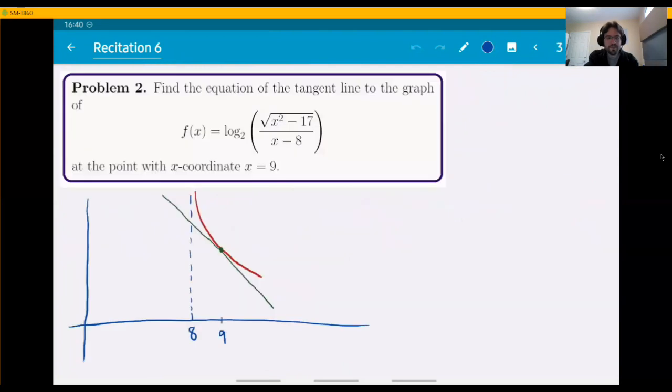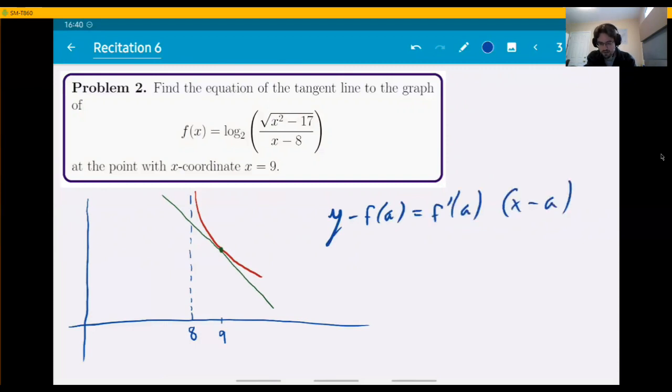Problem 2. Find the equation of the tangent line to the graph of this function at the point with x coordinate 9. I have a little sketch of what the function looks like around that point. It's the red line. And the tangent line is this green line right here. We can see that it's going to have a negative slope. We need to find the equation of the tangent line. This is the equation of a tangent line. It goes through the point (a, f(a)), where a is 9 here.